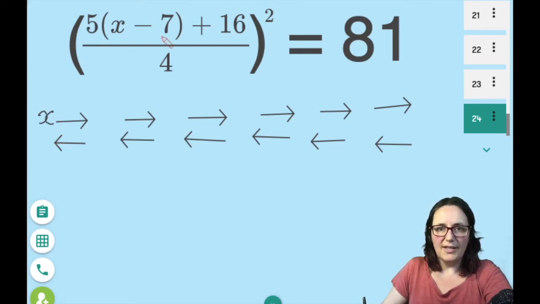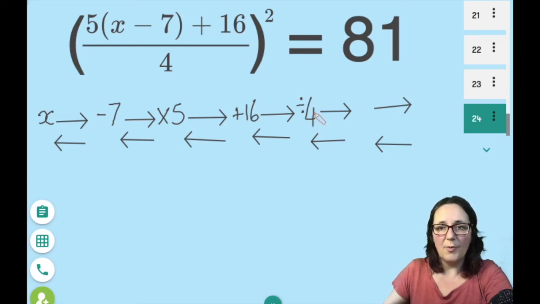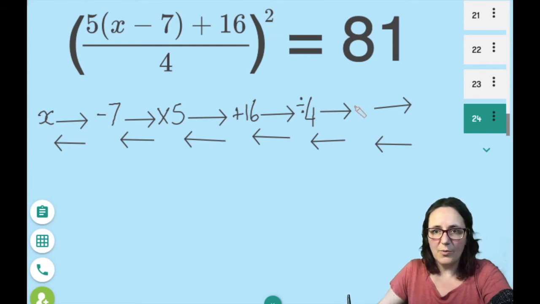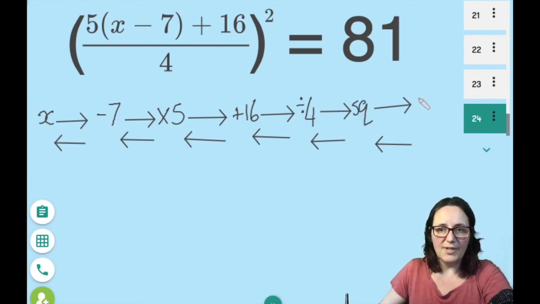Because it's in the bracket, we can see that we subtract 7 first. The 5 in front of the brackets means that we now need to times it by 5. Then there's an add 16. The line underneath means a divide. We typically use a line with something underneath it to show a divide, especially when we're working with algebra. After that, there's the brackets around the outside and a 2, so we know we're squaring it, and that will give us 81. So we come backwards.